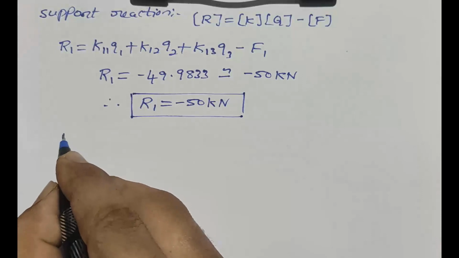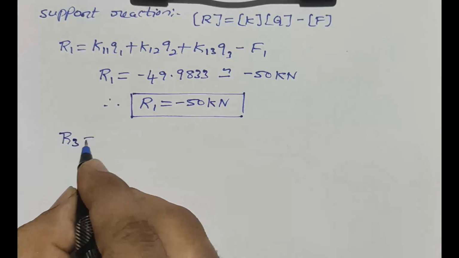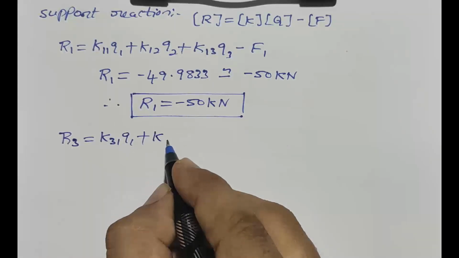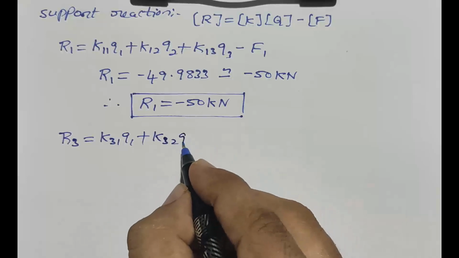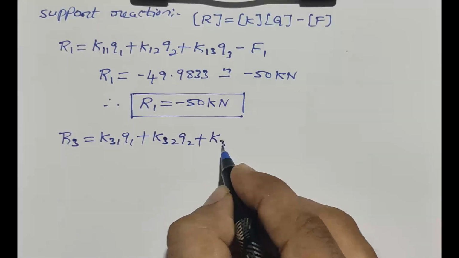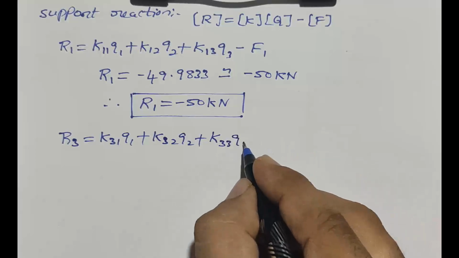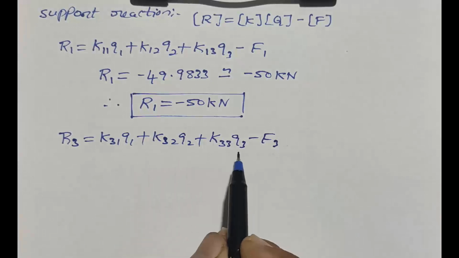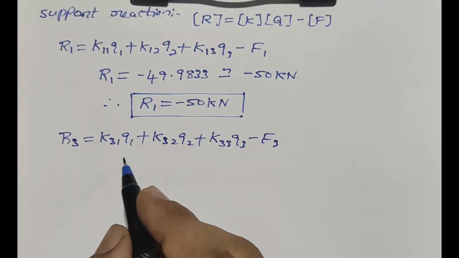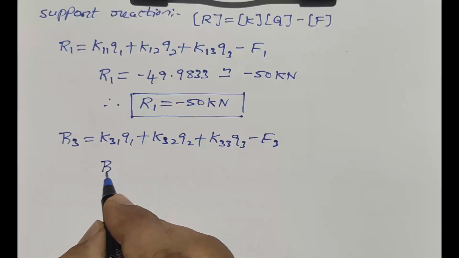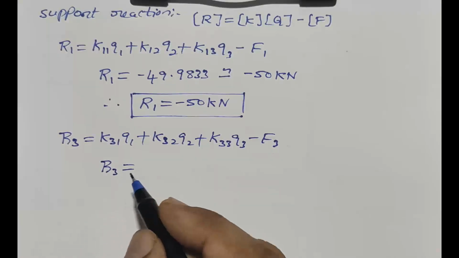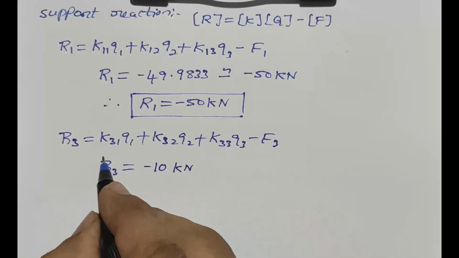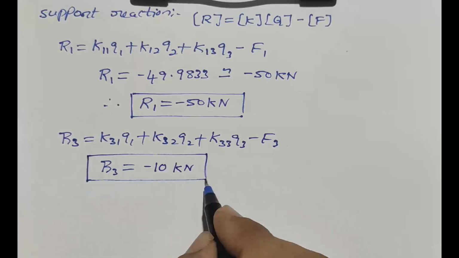Next, R3, the support reaction at node number 3, is K31 Q1 plus K32 Q2 plus K33 Q3 minus F3. Substitute all the values and simplify this. We will get R3 equal to minus 10 kilonewton. Thank you.